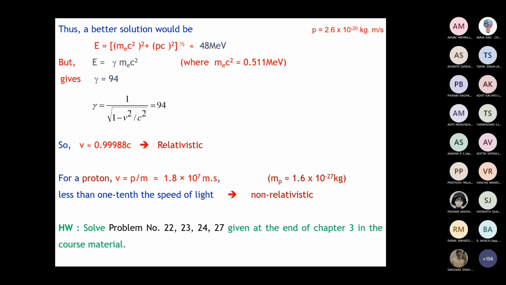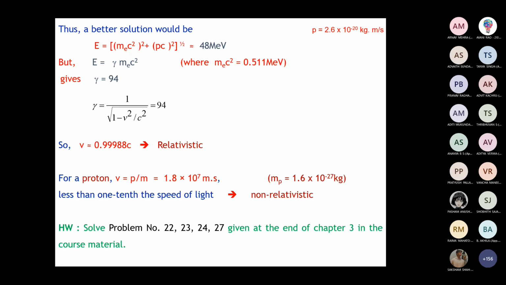So you have to use the relativistic equation. We also know that E is the relativistic factor gamma times mc square. If you calculate mc square in MeV, it is 0.511 MeV, which gives the value of the relativistic factor as 94.